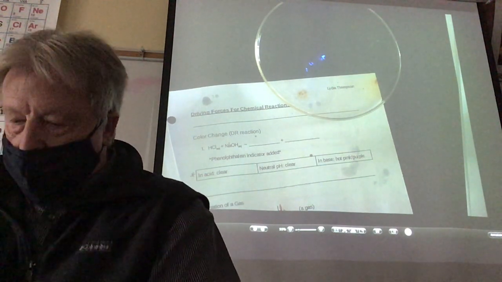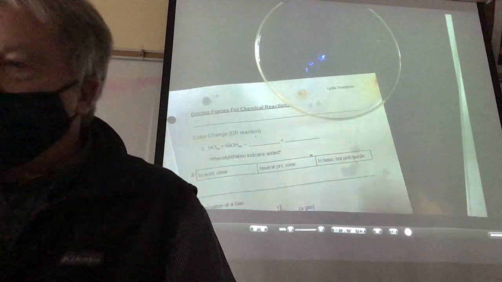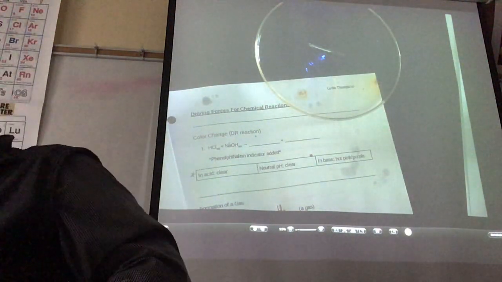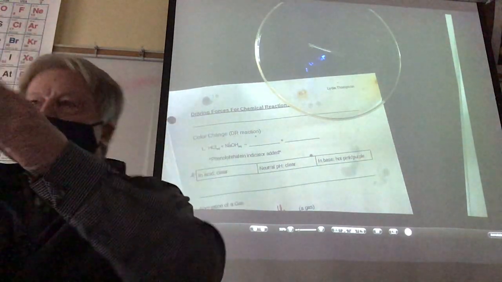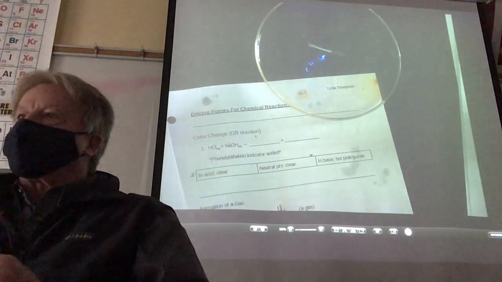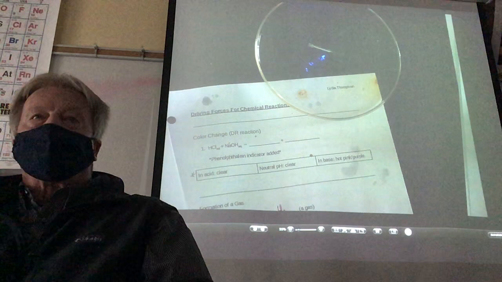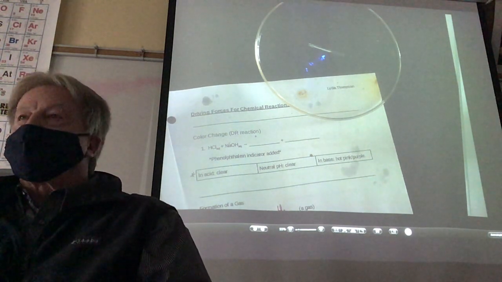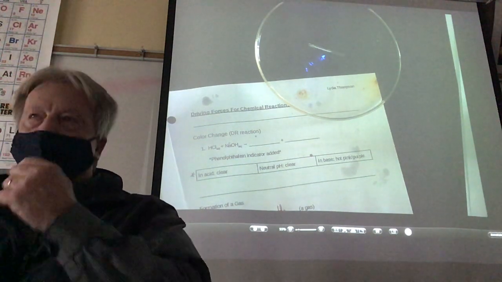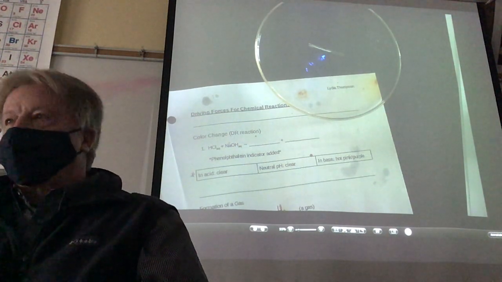All right, well, let me show you. This is called magnesium ribbon. I have a whole bunch of it right here. What do you think magnesium ribbon is made out of? Magnesium. That's right. What do you think aluminum foil is made of? Just aluminum. What do you think zinc dust is made of? Zinc. And what do you think gold bullion is made of?